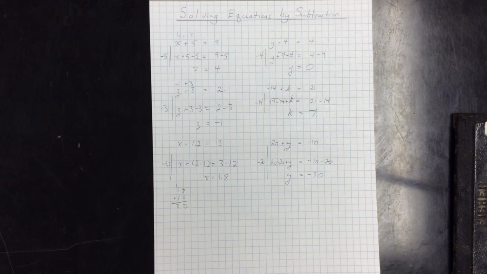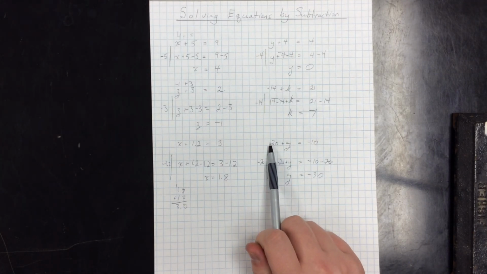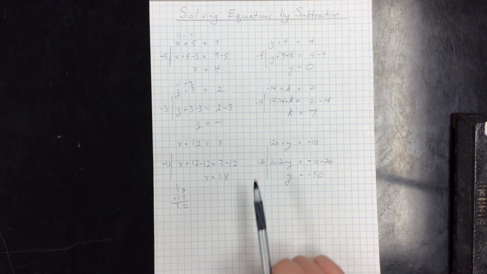Yes, that's correct. So solving by subtraction, we look at what's been tied to the variable, and we have to undo it by doing the opposite.